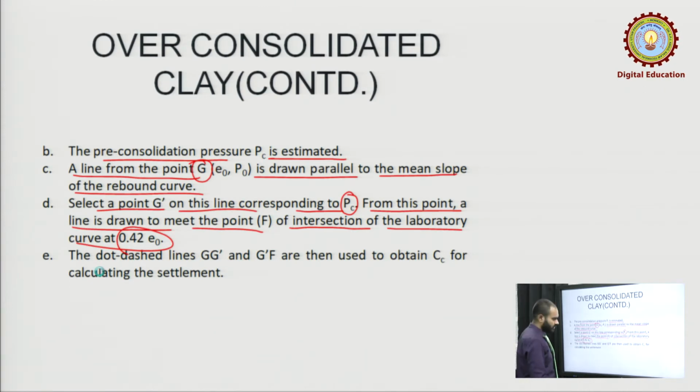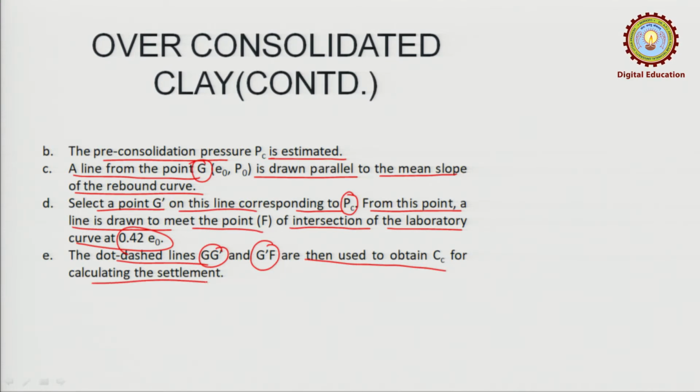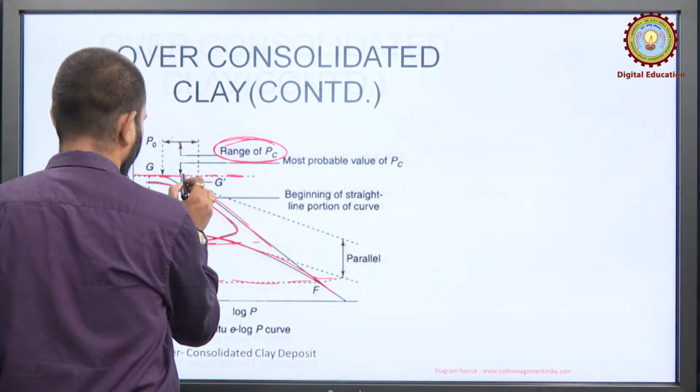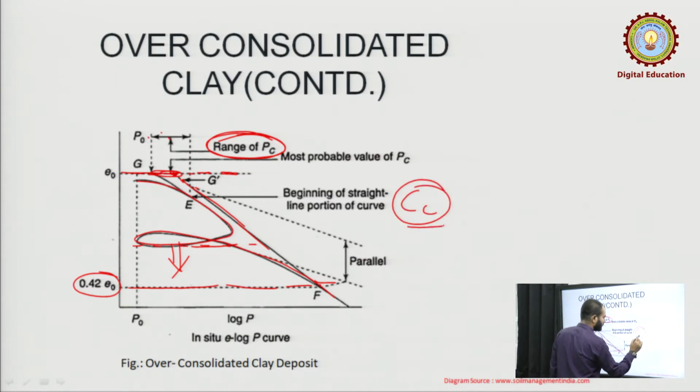Then the dotted and dashed lines G–G dash and G dash–F are used to obtain Cc for calculating the settlement. Which lines? G, G dash and G dash F. G and G dash, this part, and G dash F. So this part will be used for the calculation of Cc. We can use this also later on. This will be coming just now after this.